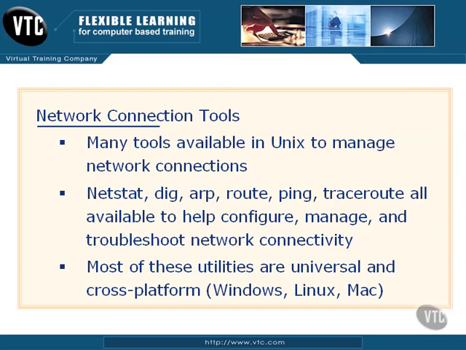A lot of these utilities are universal and cross-platform. You will see some of these same utilities on Windows, Linux, and Mac. You'll see netstat on Windows just like you'll see it on Mac, just like you'll see it on BSD. The same thing with dig, arp, route, ping. One exception is traceroute. You'll see it actually called tracert on Windows, but it's traceroute on everything else. It's kind of an abbreviation there. But the point is, these tools are there for you. They will help you troubleshoot network connections between all of these different hosts in the network, and they're all very easy to use. Let's take a look at some of them now.